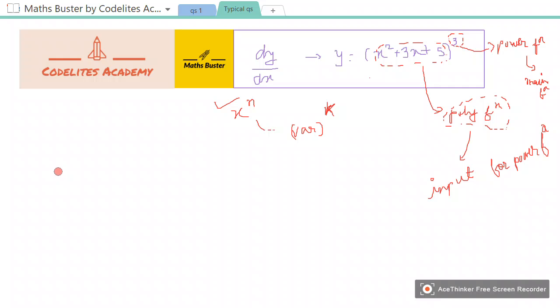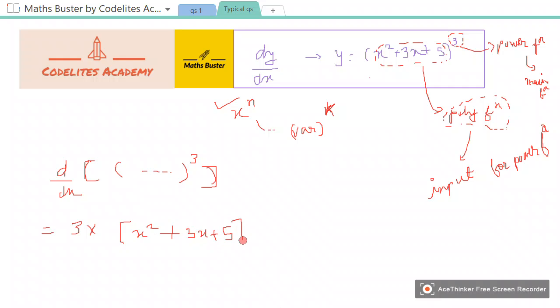So we will start differentiating d by dx of the whole question again. Correct. Whole expression we note down raised to 3. So what is the differentiation? n into, so n is your 3, into x raised to n minus 1. What is your x? Here we can say this is your input for your power function. So that full input we will write, x square plus 3x plus 5, raised to n minus 1. 3 minus 1, 2.